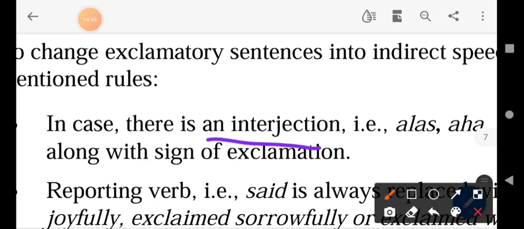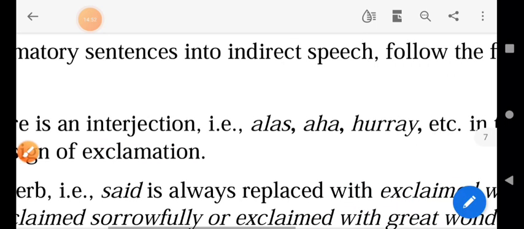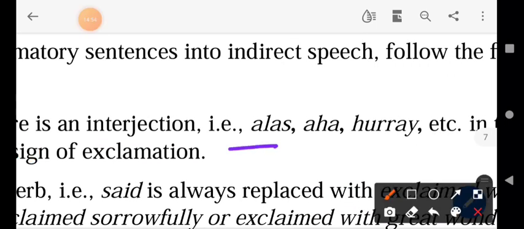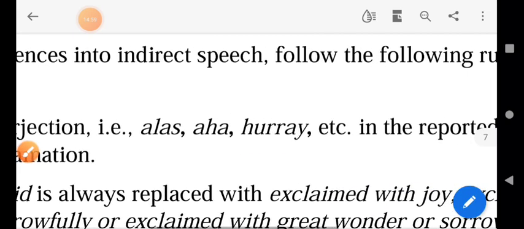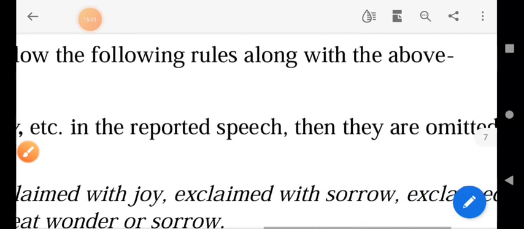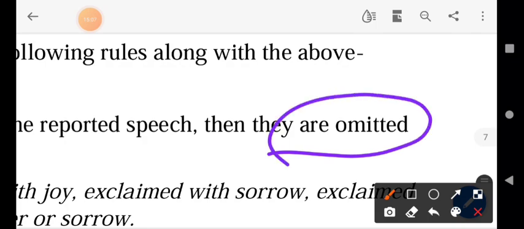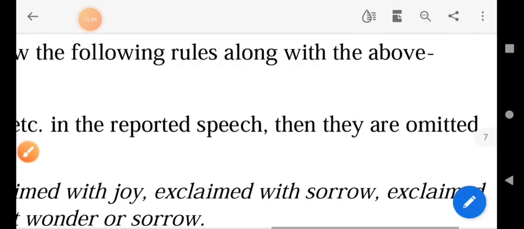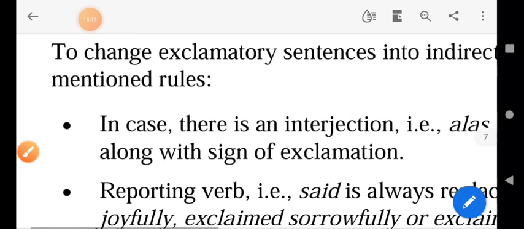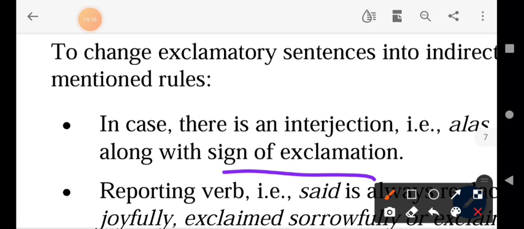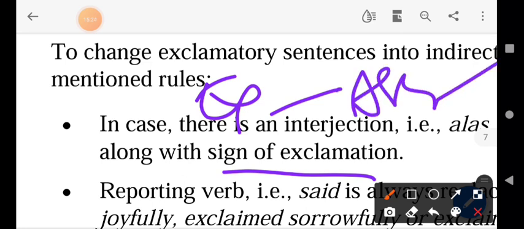From interjection words, for example, alas, hooray, in the reported speech, they are omitted. We should not repeat those interjection words in the reported speech. What do we write instead of those? Along with the exclamation mark, we should remove it in the reported speech also. That means the exclamatory sentence changes into an assertive sentence in reported speech.